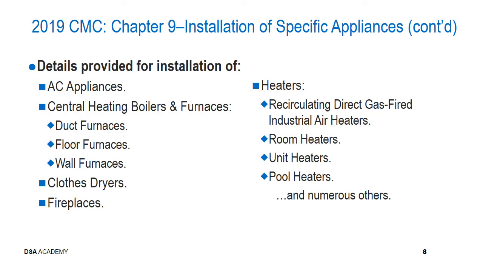And to provide a quick summary of the examples of specific appliances that are discussed in Chapter 9, they include air conditioning appliances, central heating boilers and furnaces such as duct furnaces, floor furnaces, wall furnaces, clothes dryers, fireplaces, and a variety of heaters including recirculating direct gas-fired industrial heaters, room heaters, unit heaters, pool heaters, and there's a whole variety of appliances that are included in Chapter 9, and it's certainly worth reviewing the information contained in it.